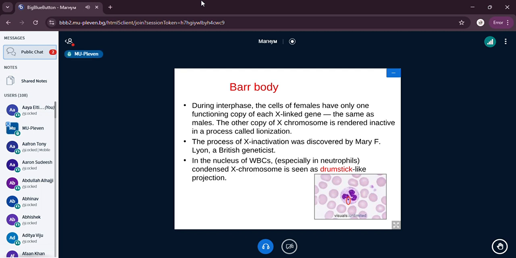During the interphase, in the cells of females, only one of the X chromosomes functions, the same as in males, because they have only one. In the females, the other copy of the X chromosome is inactive. And inactivation happens by a process called lyonization. This process is called lyonization, again, after the name of the scientist that described this process of condensation, Mary Lyon, a British geneticist.